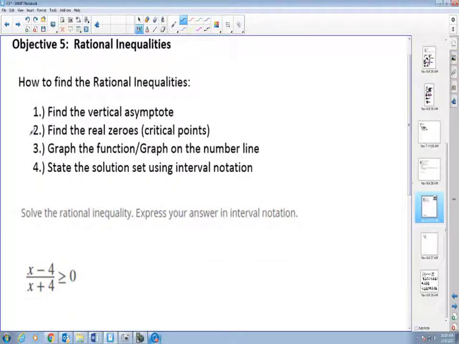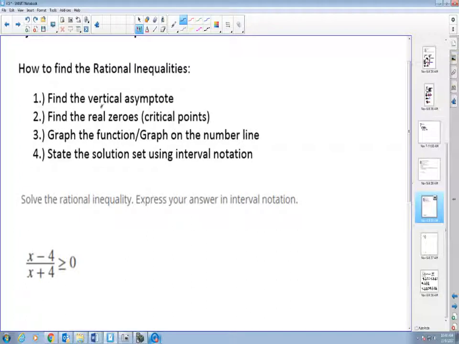For rational inequalities, find the vertical asymptotes first. That tells us what we're going to see on the graphing calculator that is not really there. So we have to find the vertical asymptote, so we have an idea what we are looking at after we graph it.